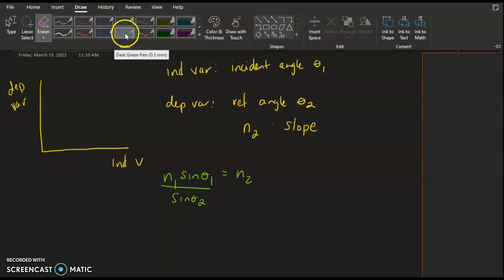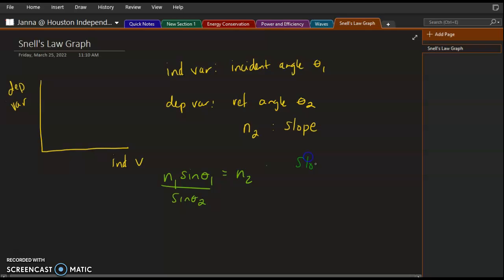I know that slope is change in y over change in x, or your y values divided by your x values will give you the slope. So my N1 sine theta 1, these need to be the y values. My sine theta 2, these need to be the x values. So remember, slope is rise over run.